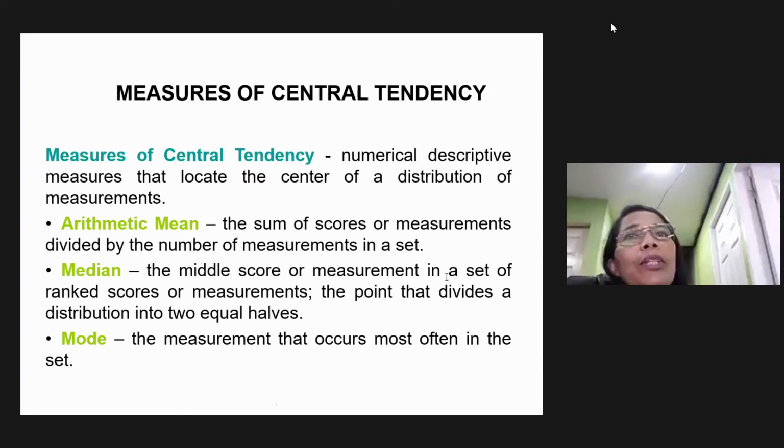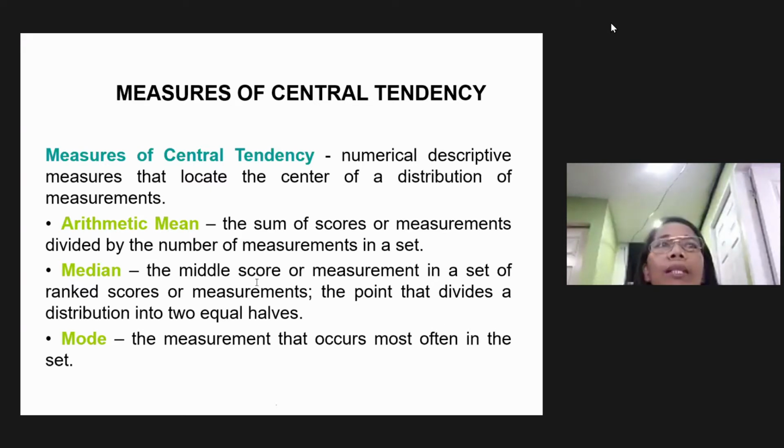Okay, number 3 is mode. The most frequent value in the set. So, the presentation can also be by mode, of measures of central tendency.